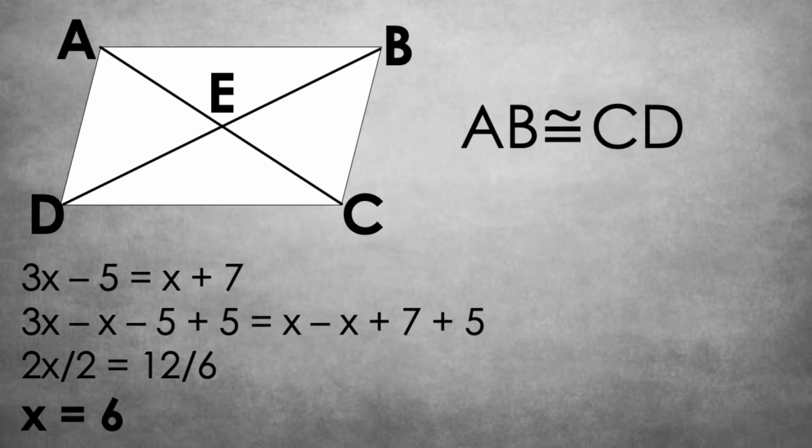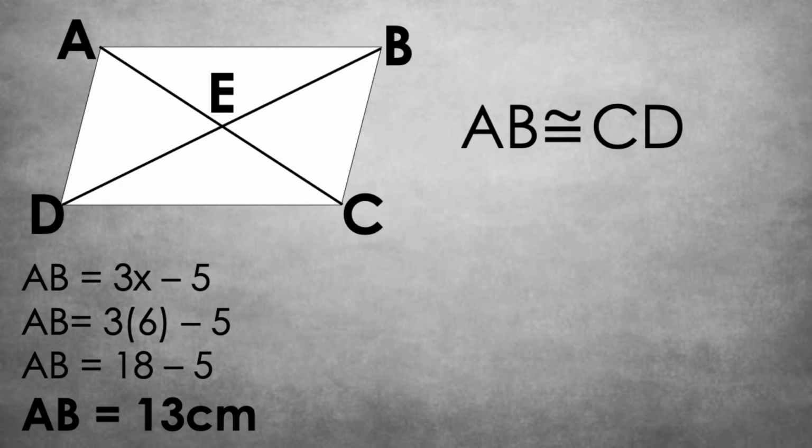Since you already have the value of x, which is 6, let us try to substitute 6 to the value of x. Going back to the given, we have 3x minus 5 centimeters. So that will be 3 times 6 minus 5 centimeters. Simplify, we have 18 minus 5 centimeters. And the measurement of line segment AB would be 13 centimeters.